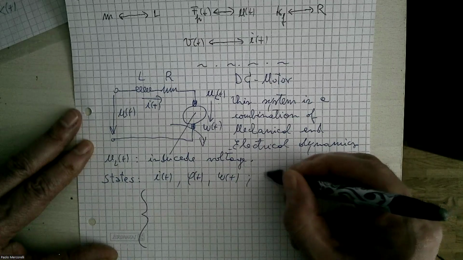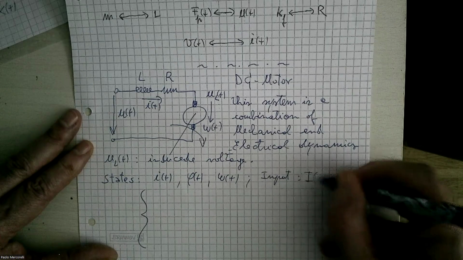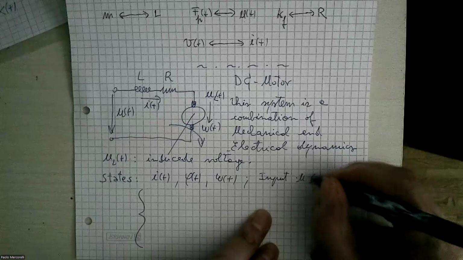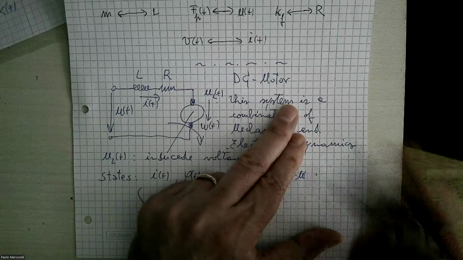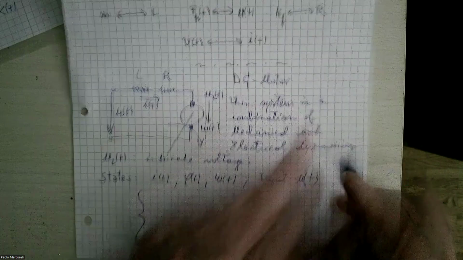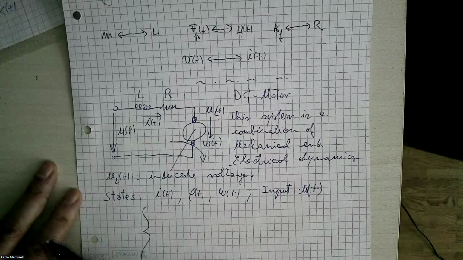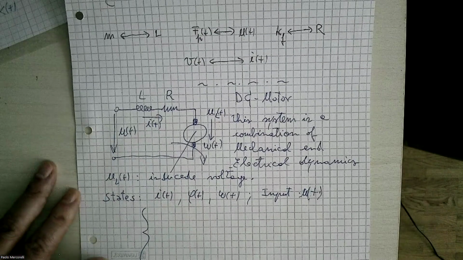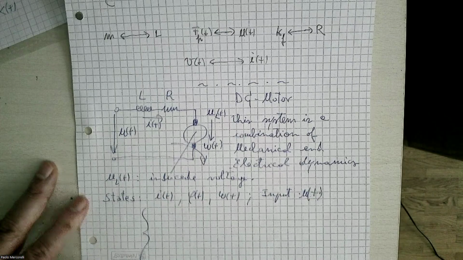Input is U. I told you, but I didn't write it. U could also be the current, of course. Probably you are better than me in these electrotechnical aspects. If I have the current as an input, this means I need transistors which generate the input as a current. But let me remain with the classical form, U of t as the input.